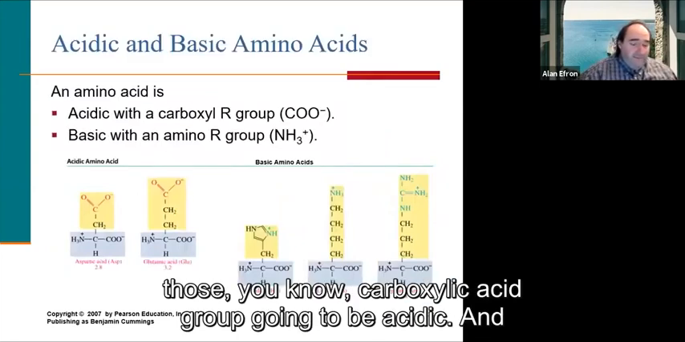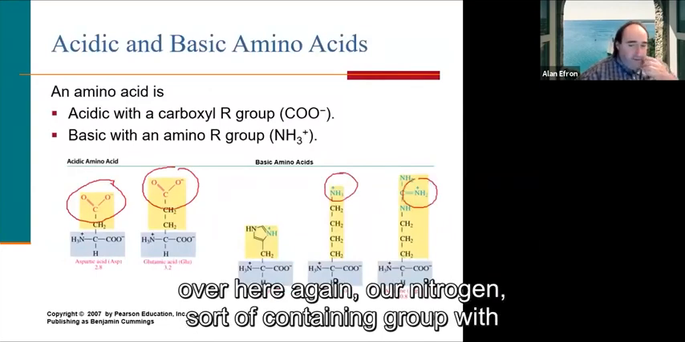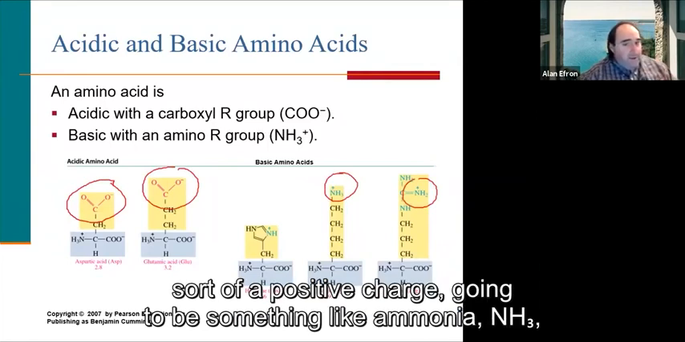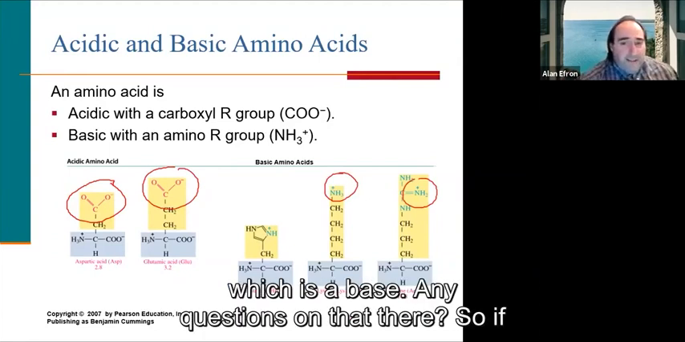And again, as we talked about in terms of acidic and basic, you want to look for the carboxylic acid group, which is going to be acidic. And over here, our nitrogen containing group with a positive charge is going to be something like ammonia, NH3, which is a base. Any questions on that there?